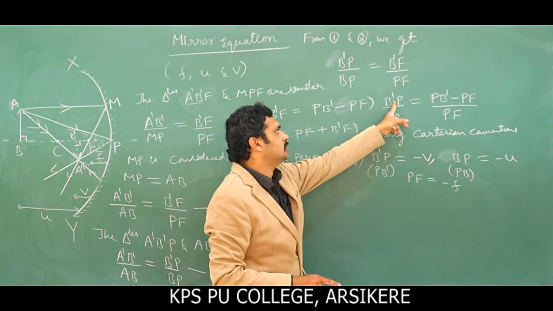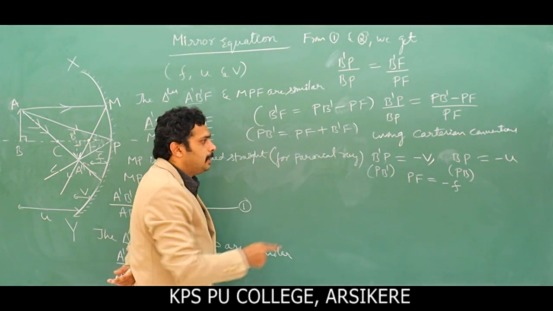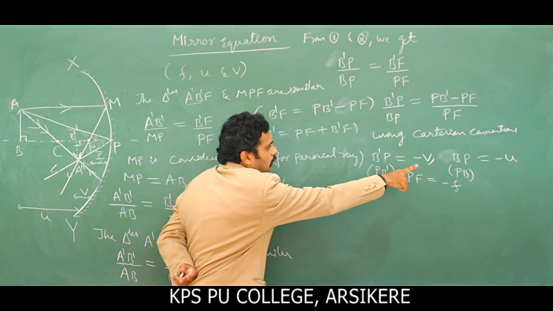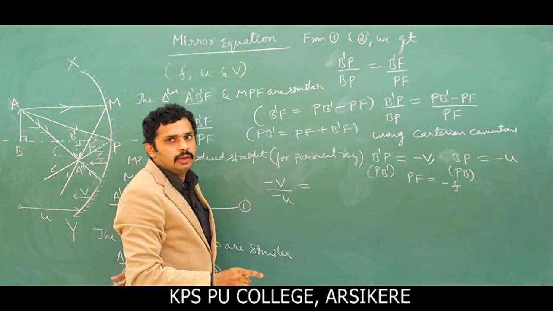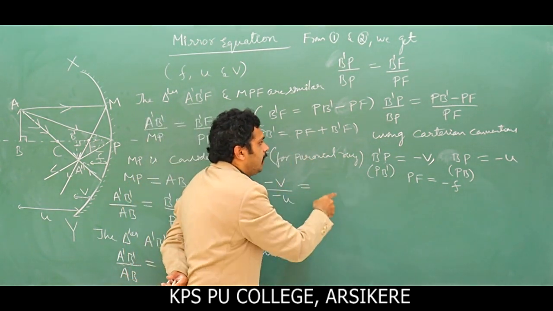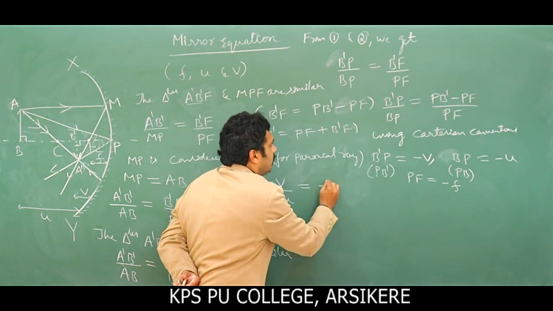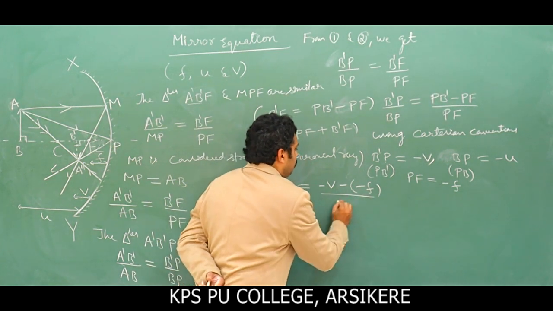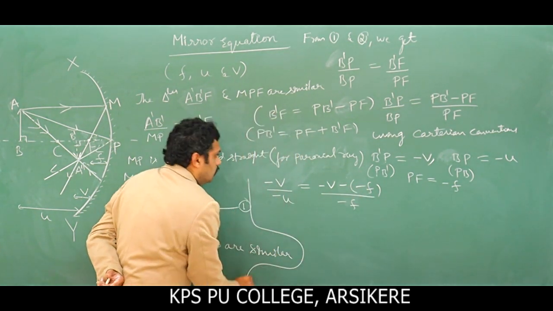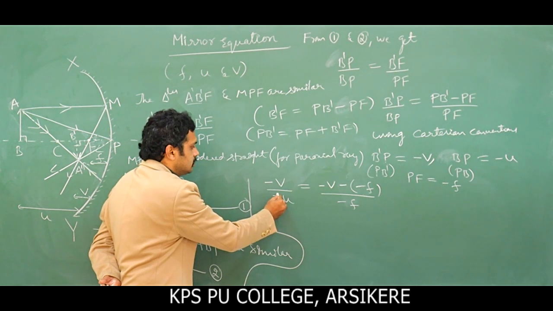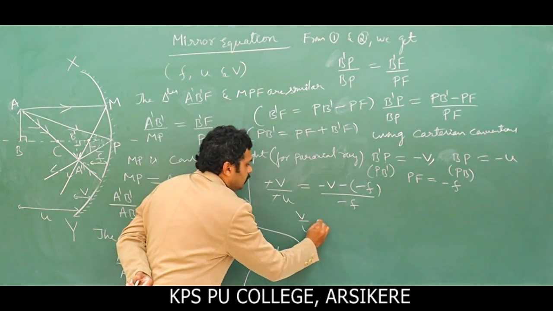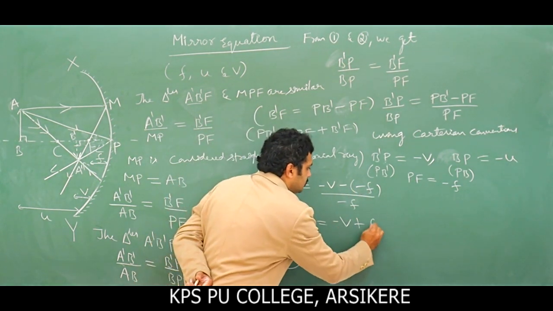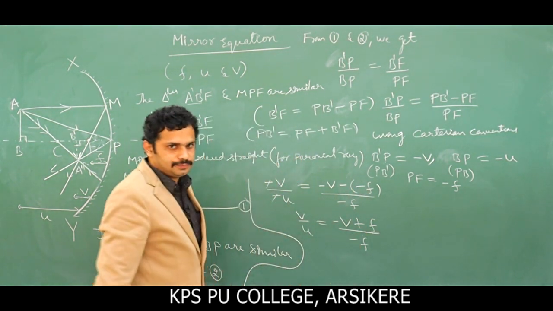Now I am using these terms in this expression. What is B dash P? Minus V. What is BP? BP is minus U. What is PB dash or B dash P? Minus V. PF is minus F. Now this minus cancels. Remaining is V by U, equals minus V minus plus F by minus F.